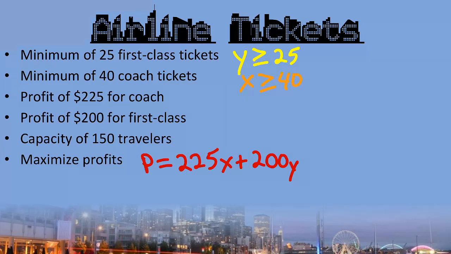There is a capacity of 150 travelers. So we can think about this as saying, well, the number of coach tickets plus the number of first class tickets has to be less than or equal to 150. Does my method for figuring out each of those inequalities make sense for everybody, or does anyone want to ask about one of those?